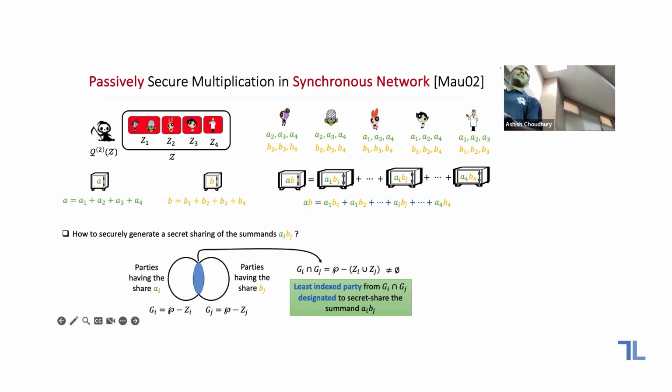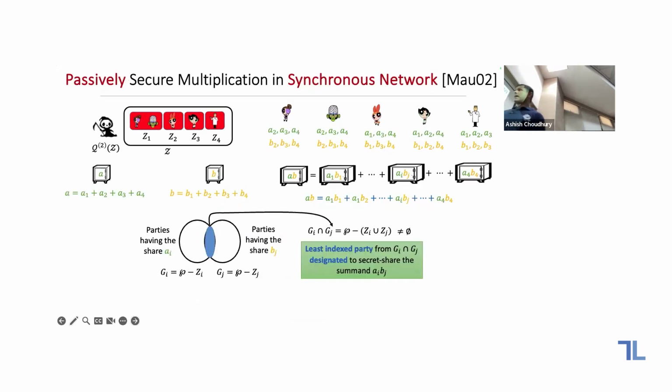And that's how you can get the secret sharing of each of these summands. And once you have the secret sharing of each of these summands, you have a secret sharing of A times B. And this takes only one round of communication. And why will this work? Because you are in the passive setting. That means the party to whom you are designating that you should secret share Ai times Bj, even if it is corrupt, will indeed secret share Ai times Bj. It won't share a different value. And since we are in the synchronous setting, we know that within this much time, it should have performed the secret sharing of Ai times Bj.